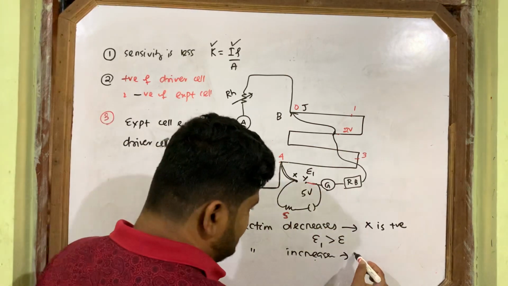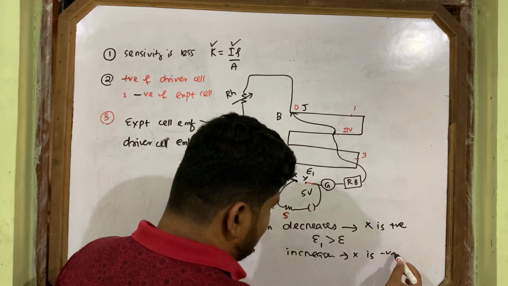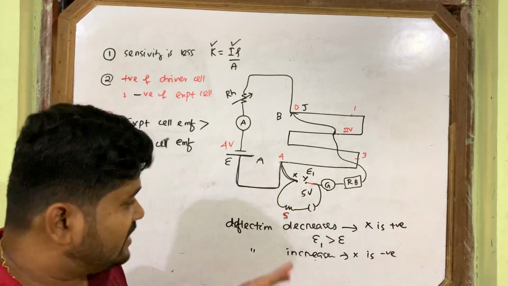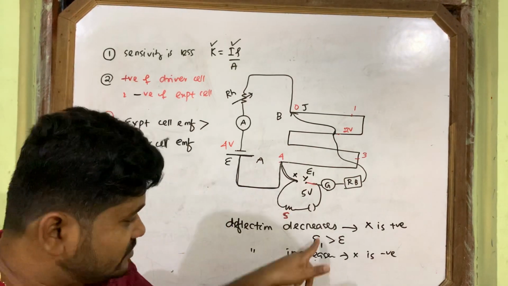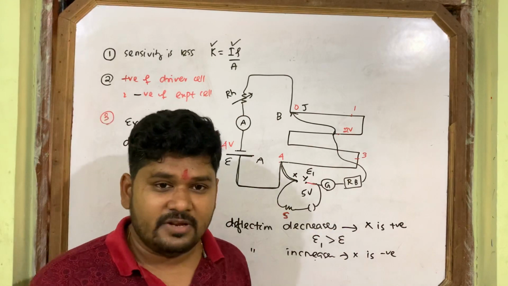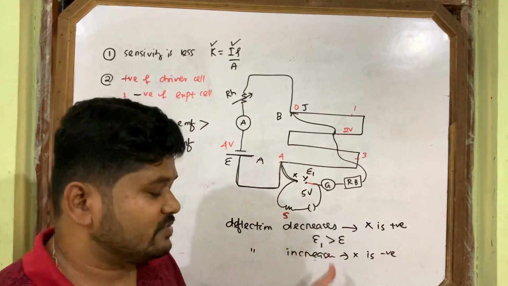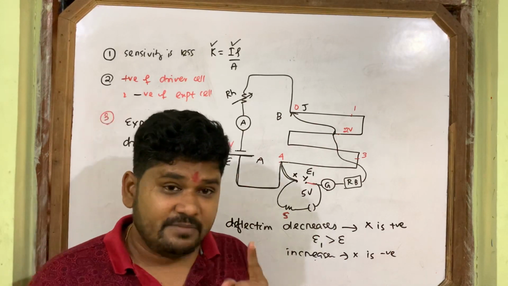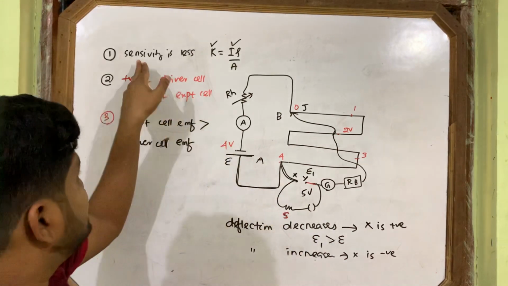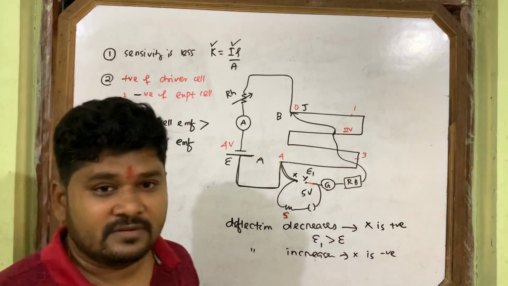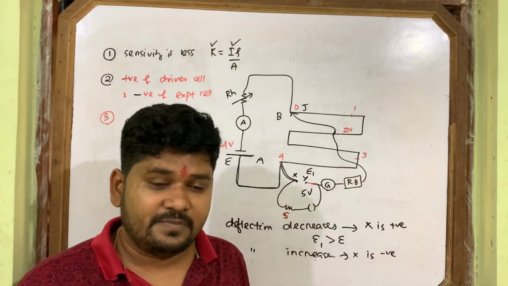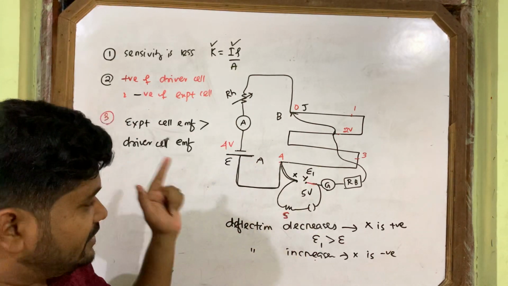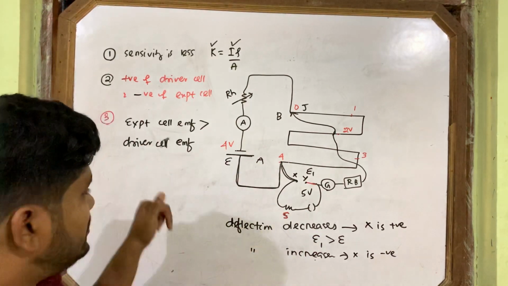That means you have connected X with negative. X terminal is negative and Y terminal is positive. This is also one question in your NCERT exemplar book. If there is one-sided deflection, first you increase the rheostat. If you are getting the null point, then good, problem over. If you are not getting the null point, then come to the next point.